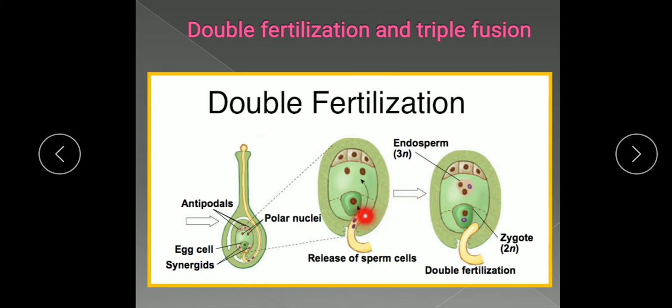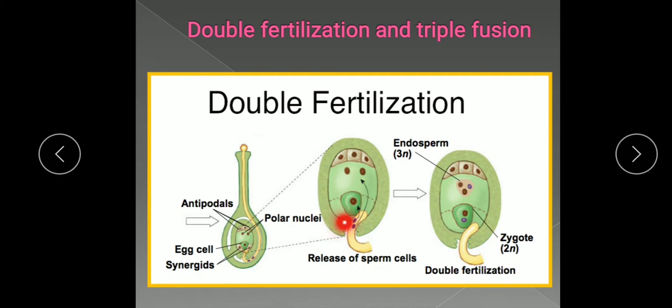Now the second male nucleus fuses with the secondary nucleus. So the first fusion has already taken place in the polar nuclei, the second fusion in the egg cell and the male gamete, and the third fusion is between the secondary nucleus and the male gamete. So this is the third fusion, but the fertilization is twice. First fertilization is between the male and female gamete, and second fertilization is between the secondary nucleus and the male nucleus. So understood, children? This is the double fertilization and triple fusion.